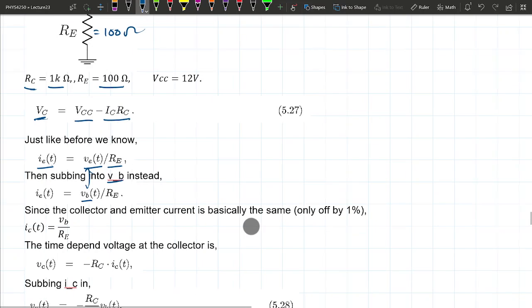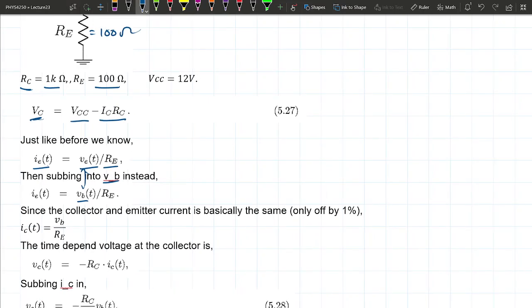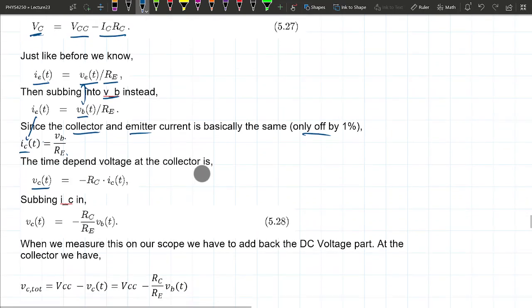The collector and emitter current are basically the same. They're off by about 1%, but we can do that substitution approximately. That means the current at the collector is also going to be basically the voltage at the base divided by RE. The time-dependent voltage at the collector is going to be whatever, minus the resistor value at the collector times the current. This is Ohm's law once again.